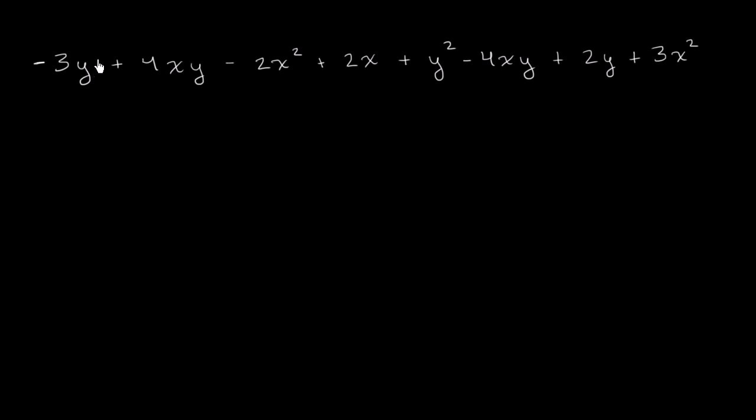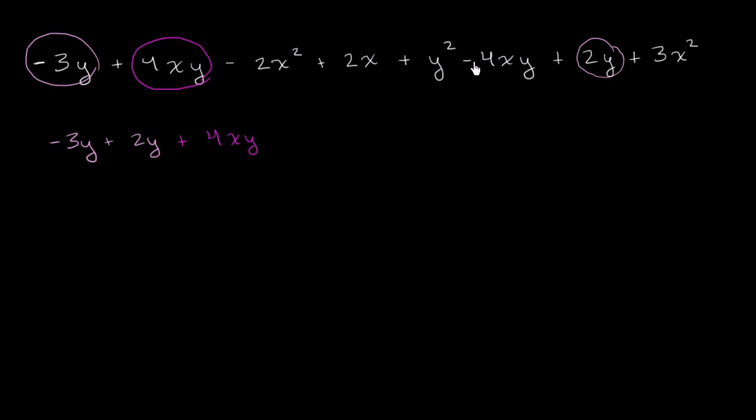So first, let's think about the y terms. So you have a negative 3y there. Do we have any more y terms? Yes, we do. We have this 2y right over there. So I'll just reorder it. So we have negative 3y plus 2y. Now I'm just going in an arbitrary order, but since our next term is an xy term, let's think about all of the xy terms. So we have plus 4xy right over here. So let me just write it down. I'm just reordering the whole expression. Plus 4xy. And then I have minus 4xy right over here.